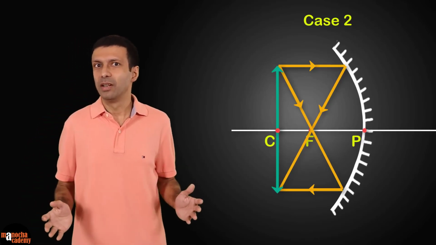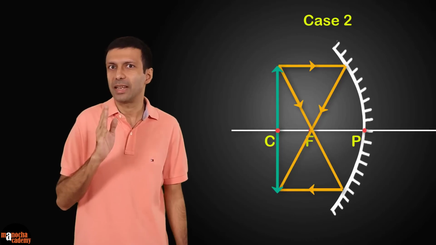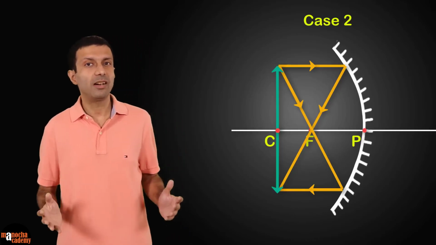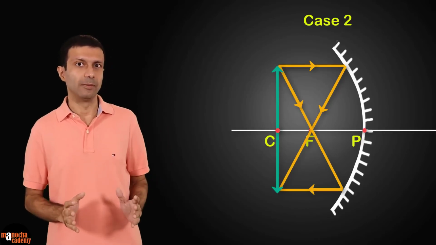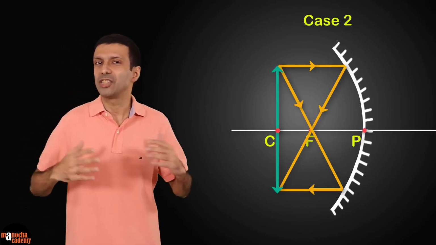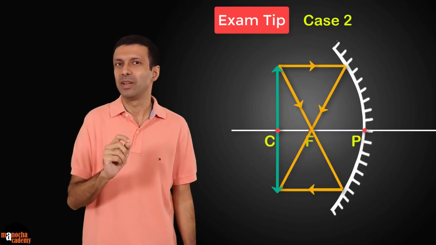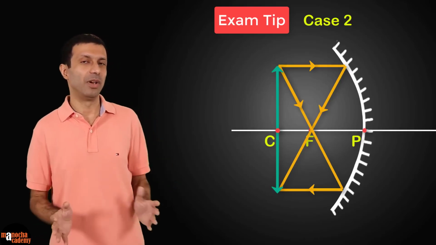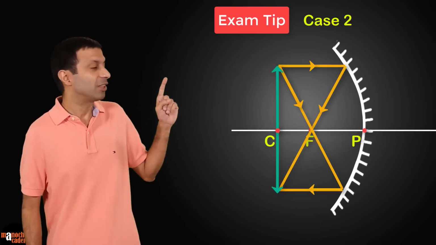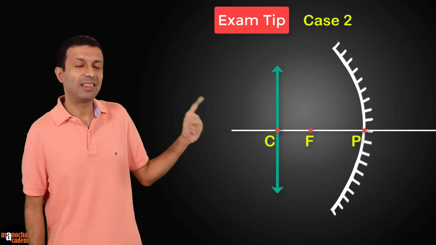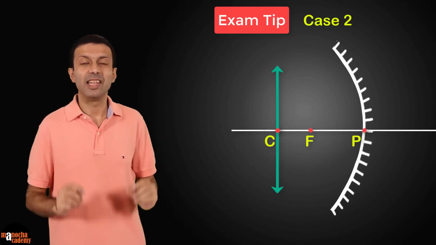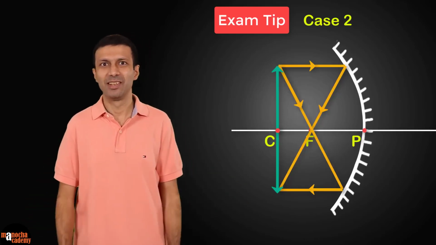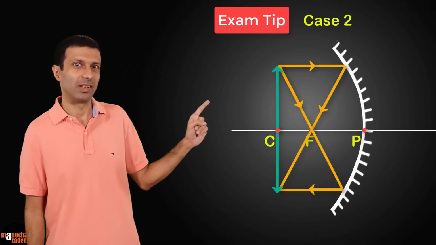Now this can happen if the focus F is not exactly between P and C, or if the rays are not drawn very accurately. So to avoid such errors, an important exam tip is to use the cheating trick, just like we did in plane mirrors. So you first draw the inverted image at the center of curvature, and the image height is equal to the object height, and then you draw the rays. So then you'll get the image accurately.